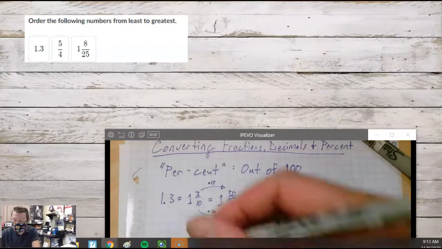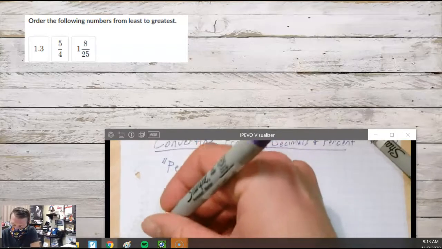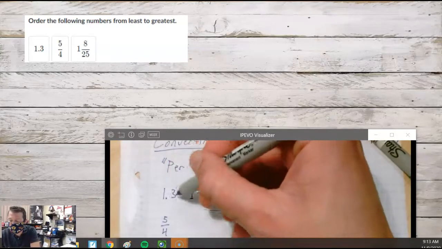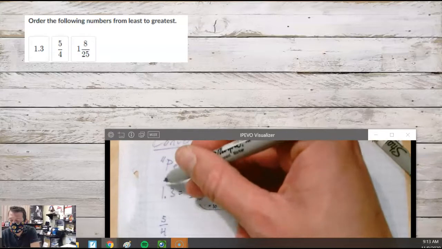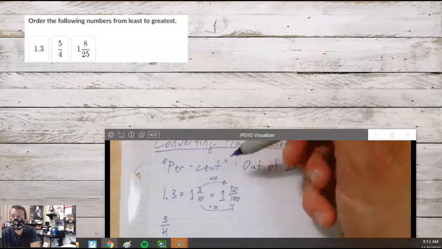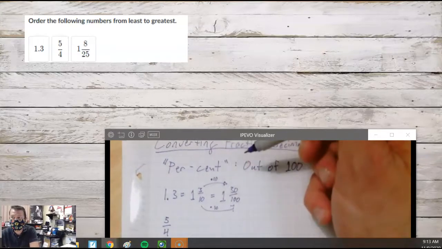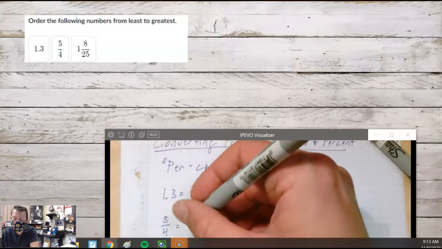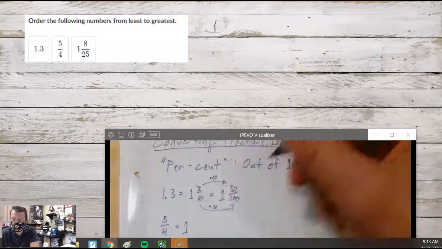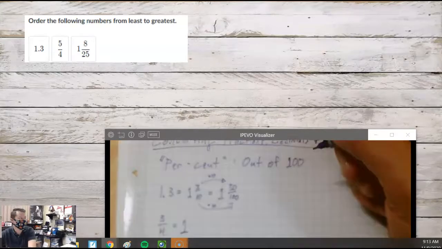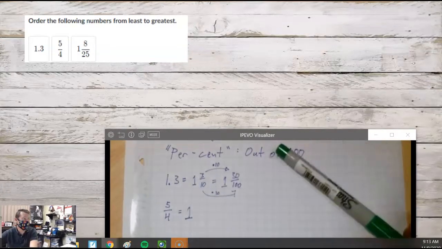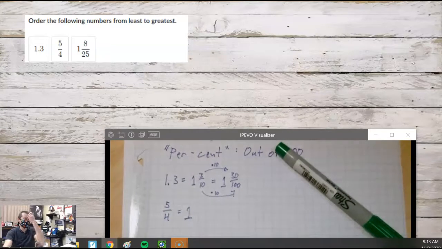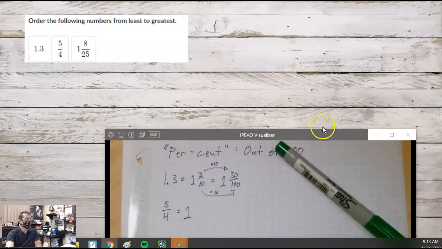So then 5/4. Well, okay, since I'm already working with a mixed number, I should decide: do I want everything improper or everything mixed? I've got some people that I'm not quite sure are writing notes. I'm going to walk around here in a minute, and I don't want to see blank papers. So if I make this mixed, it's going to be 1 and something. I'm going to drag this up a little bit more.